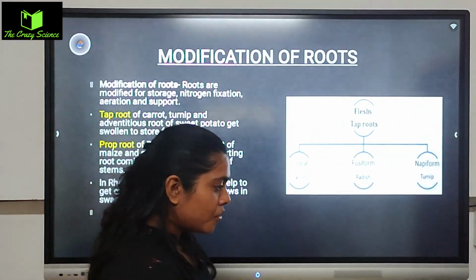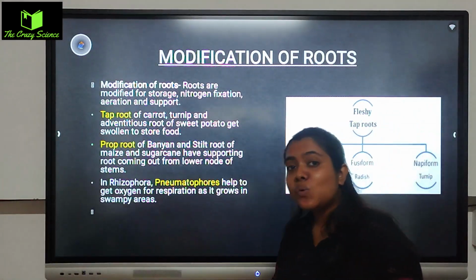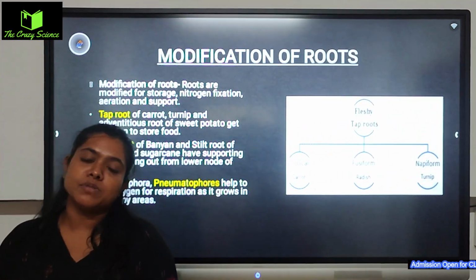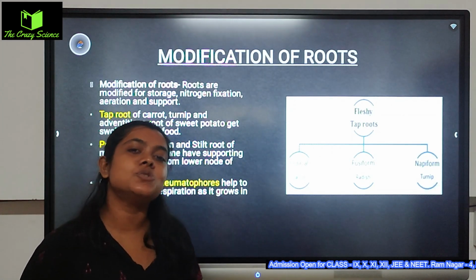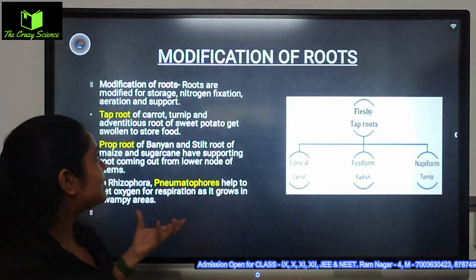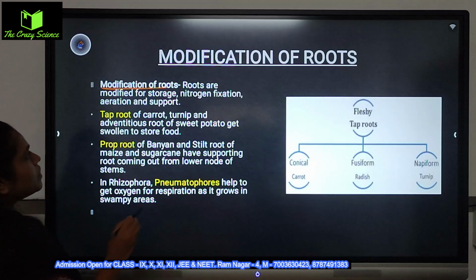Root, they modified themselves for their own survival, for their own particular nutrient absorbal. তো ওদের সুবিধার্থে তাদের যে রুটস গুলো মডিফাই করেছে, চেঞ্জ করেছে, তো সেগুলো কিছু ফ্যাক্টস আমরা দেখব. So modification of the roots. The roots are modified for the storage.